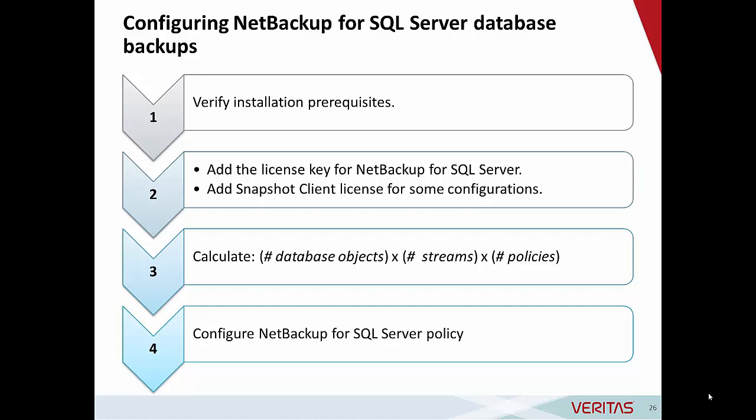Calculate the number of simultaneous jobs that may be running at any given time, multiplying the number of objects times the number of stripes configured times the number of policies. And then make sure that the maximum jobs per client limit in the NetBackup host properties supports this. And I can then proceed and configure SQL Server intelligent policies.